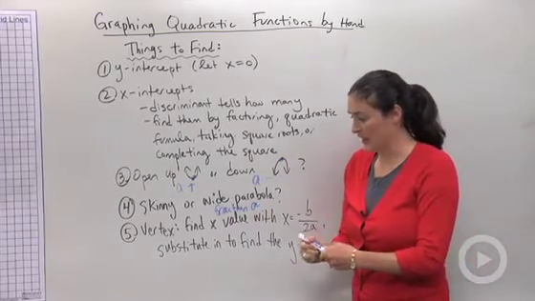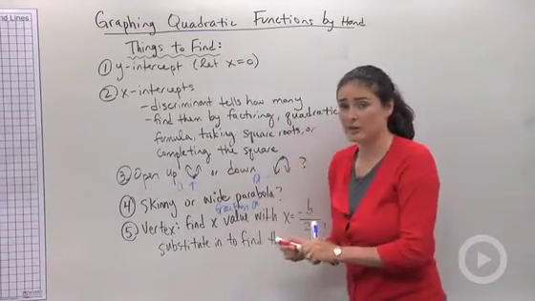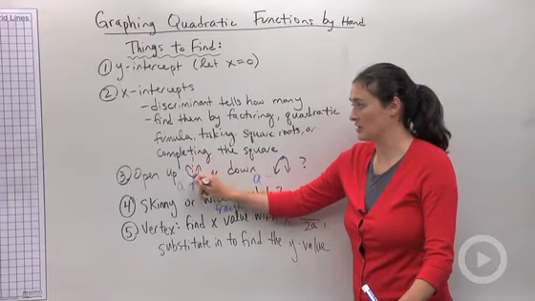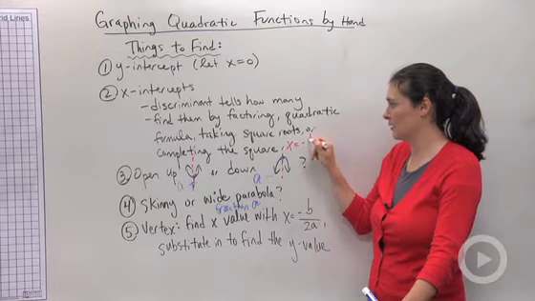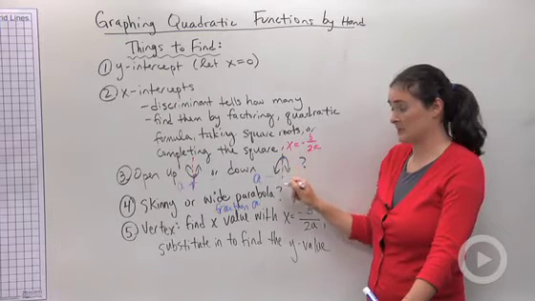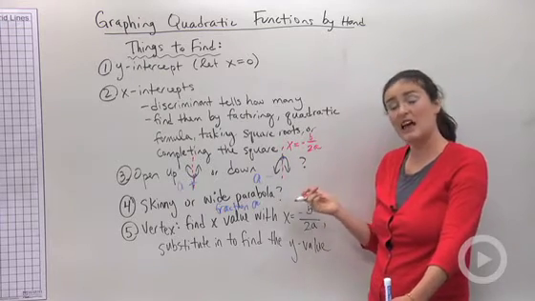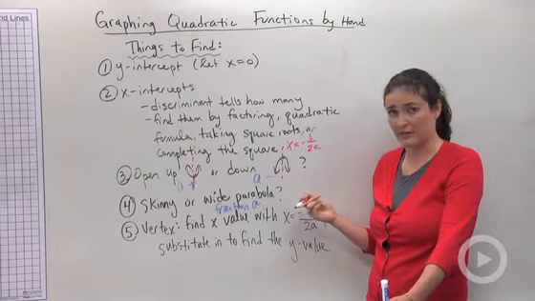It also helps you to find the axis of symmetry. Remember, the axis of symmetry is the equation x equals -b/2a, and it's the vertical line that goes right through your vertex. That will also help you when you're drawing your graph.